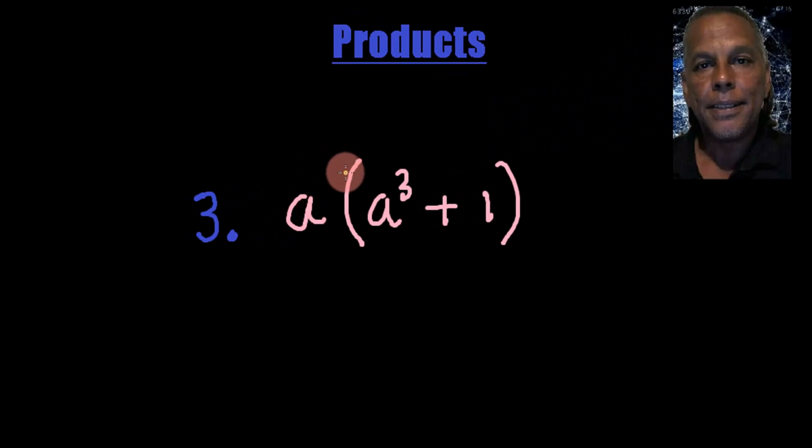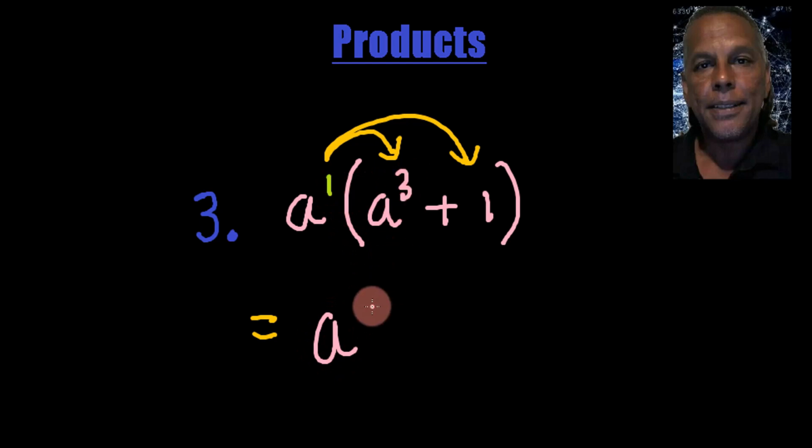Multiplying the a in front of the brackets into the brackets, we know that this a has a power of 1, which we don't write. So when we multiply the a's, we're going to add the powers. So a to the power of 1 times a cubed will be a to the power of 1 plus 3. So a to the power 4. Then we have the plus. And of course, a times 1 is equal to a.